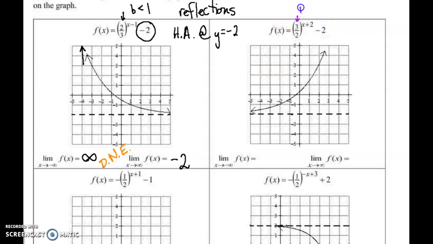Now this time our base is larger than 1, indicating a growth, but again, pay attention to the reflections. This one does not have any reflections. So as you look at this graph, this is definitely a growth function, and the horizontal asymptote on purpose is still y equals -2. But now, because it's a growth function, as x goes infinitely to the left, -infinity, we're getting closer and closer to the horizontal asymptote of -2 here.